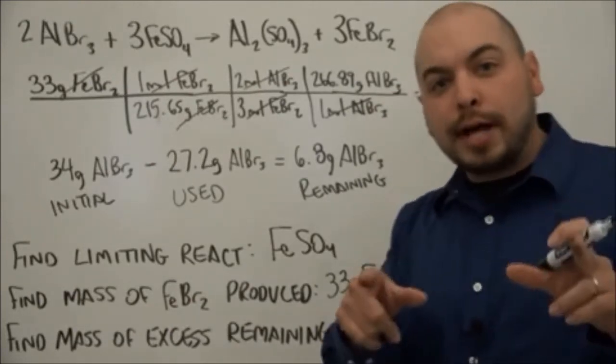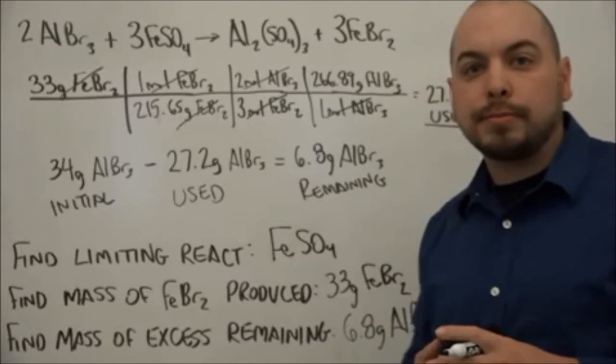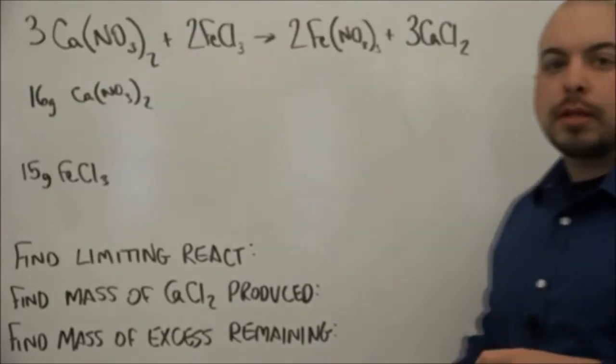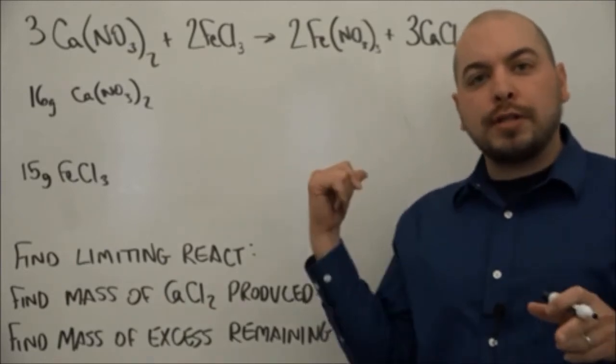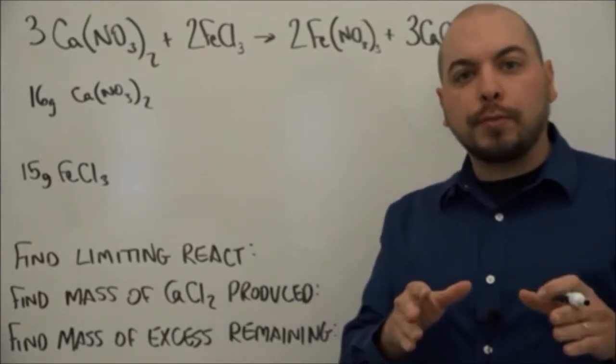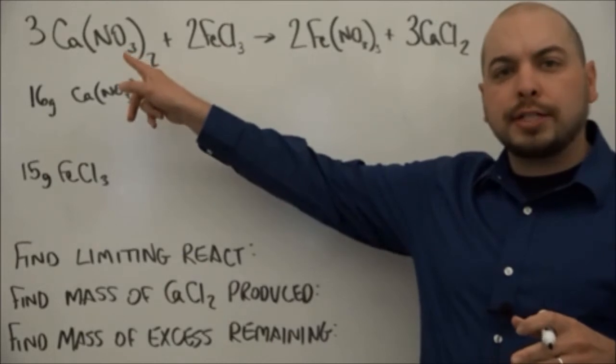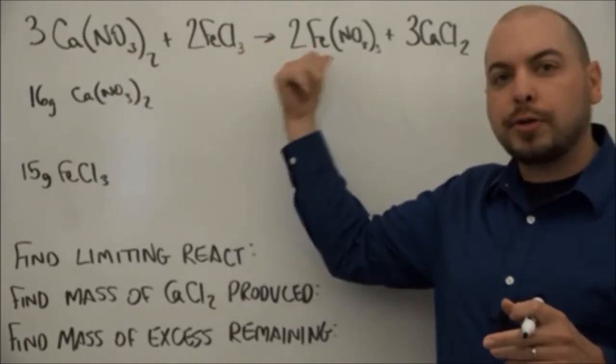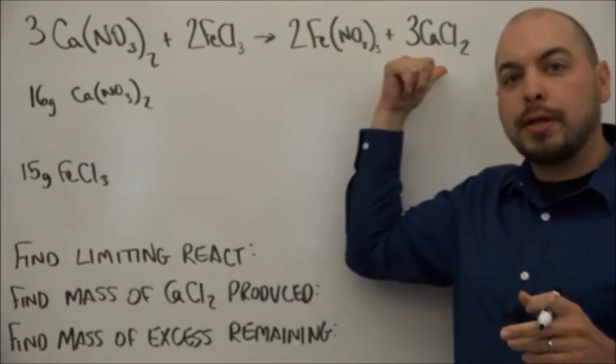Next, I'm going to have you guys try a problem very similar to this. Now you guys are going to try one of these very challenging practice problems on your own. We have 3 moles of calcium nitrate reacting with 2 moles of iron chloride to produce 2 moles of iron nitrate and 3 moles of calcium chloride.